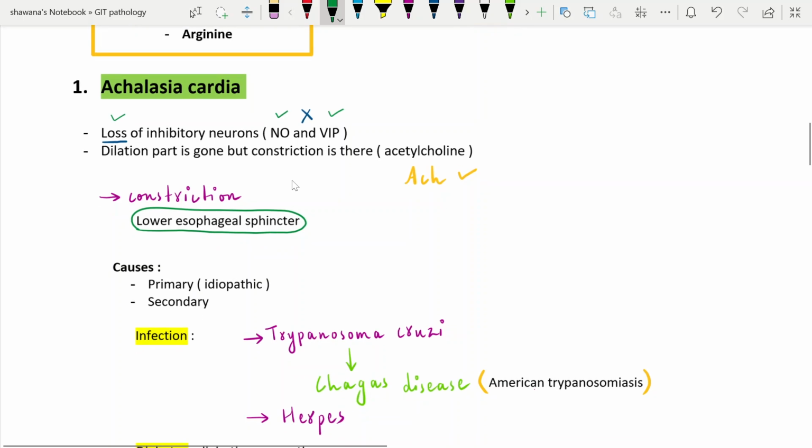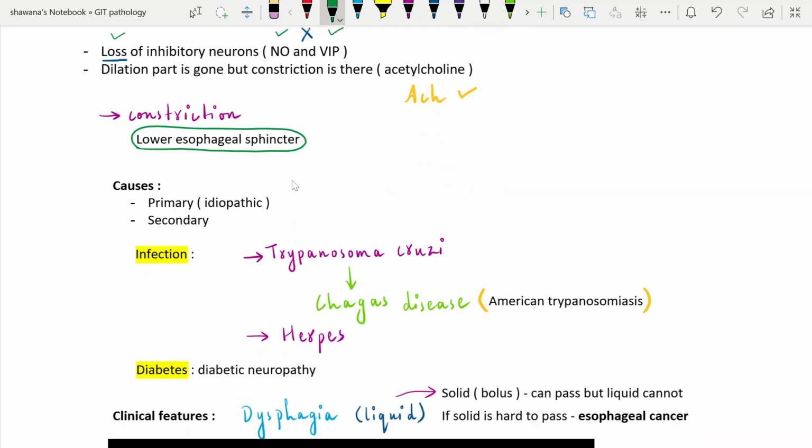What are the causes of achalasia cardia? There are primary causes. Most of the cases are idiopathic, meaning we do not know the cause. But secondary causes can be either infection or diabetes. Infection is due to some viruses. You can say Trypanosoma cruzi.